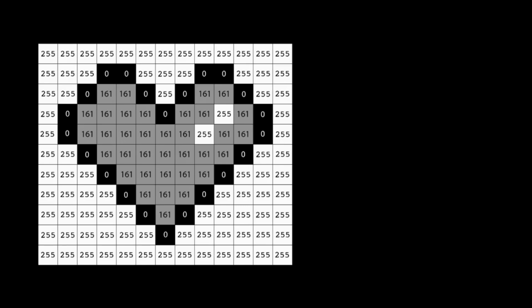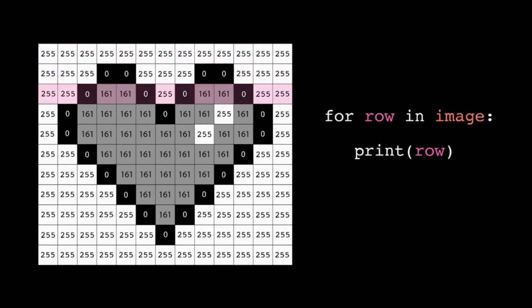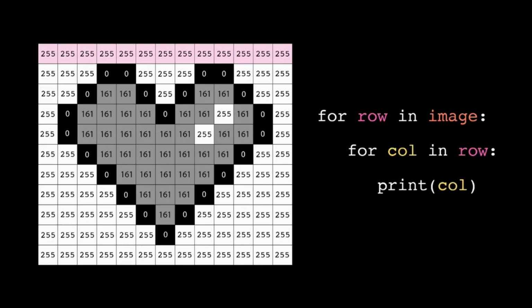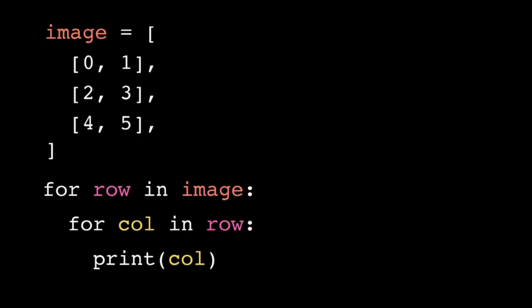Now, what if I want to iterate over every element of my 2D list? If we start with a standard for each loop, our loop variable would hold the next row of pixels in our image. But then what if I want to iterate over the pixels in that row? I can nest another for loop inside this outer for loop. And this time, instead of iterating over the whole image, I'm iterating over my outer loop variable row. Whew, this gets a little confusing. So let's trace through this with a smaller example.